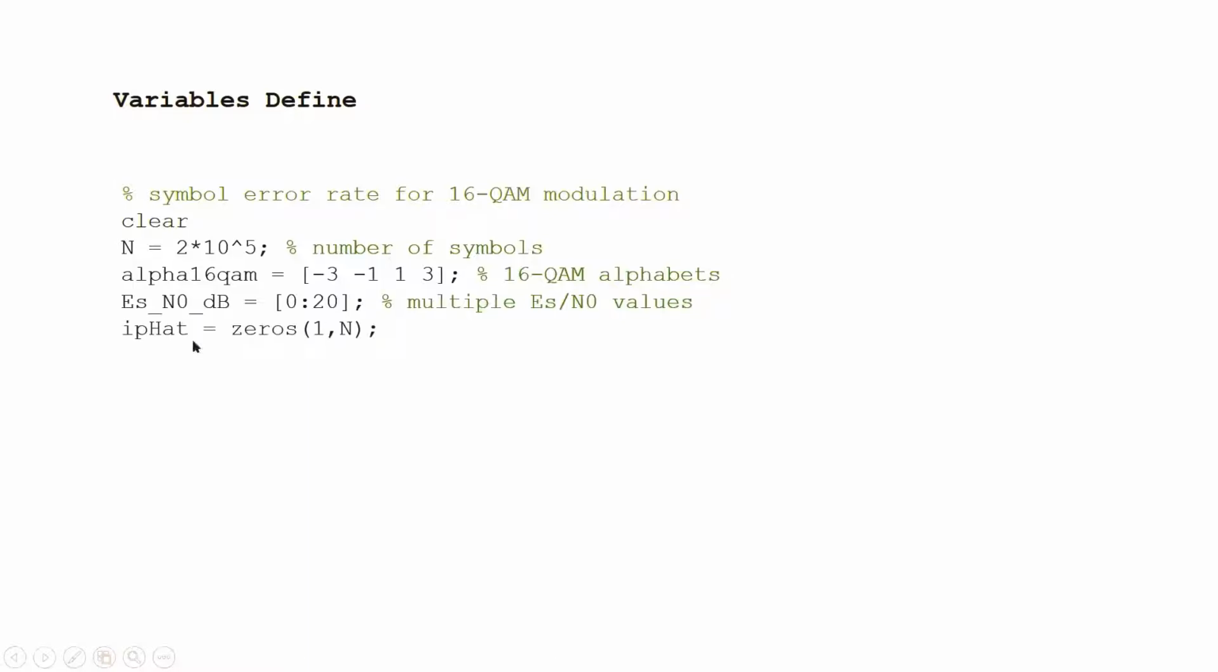Now ipHat is the output value. Initially we are taking this output value equal to 0. The zeros command is used to define zeros(1, N), which is basically a row vector. So it is a single row, and all values are equal to 0. So it is a row vector. Initially ipHat is the output, and all output digits are taken as 0. So these are the variables which we have defined in our MATLAB script.